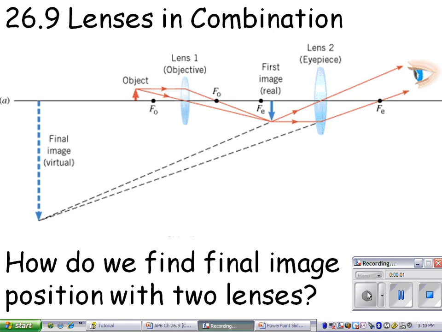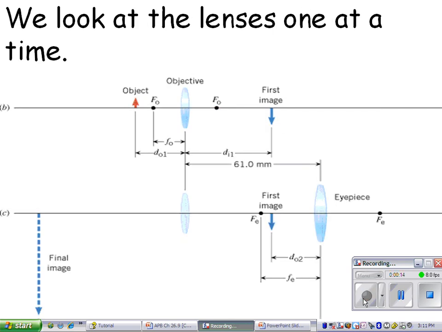In this lesson, we're going to look at lenses in combination. So how do we find image positions with two lenses? I want you to think about that and see if you come up with that answer, and we'll answer that in a moment. We look at the lenses one at a time.